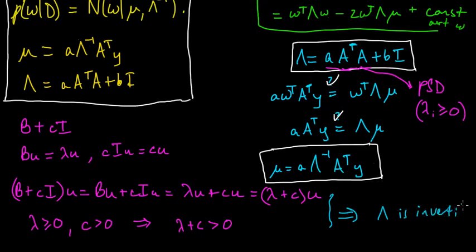Why does it imply lambda is invertible? Because if all of the eigenvalues are strictly positive, then it's invertible. One way to check that something is invertible is to look at its determinant, and the determinant equals the product of the eigenvalues. So if all the eigenvalues are positive, then their product is positive, and so it's invertible.